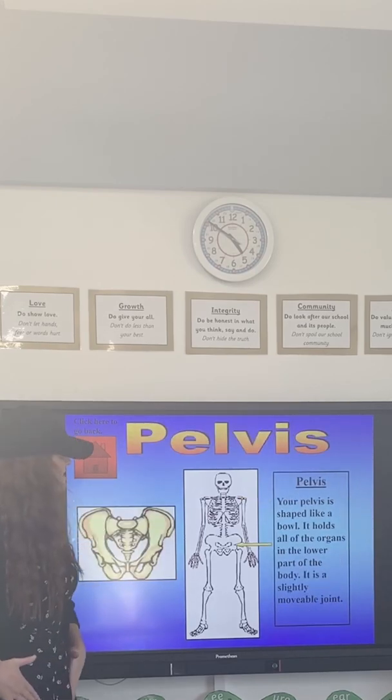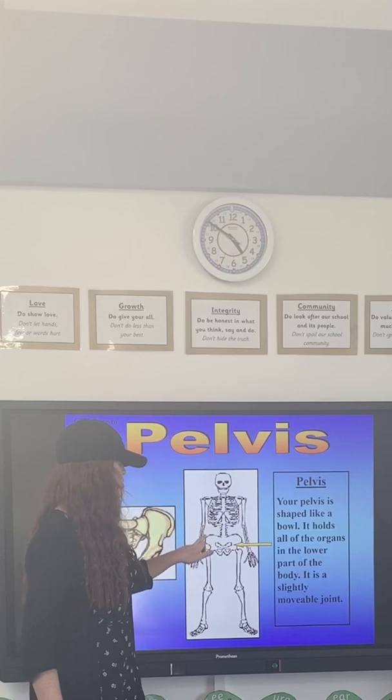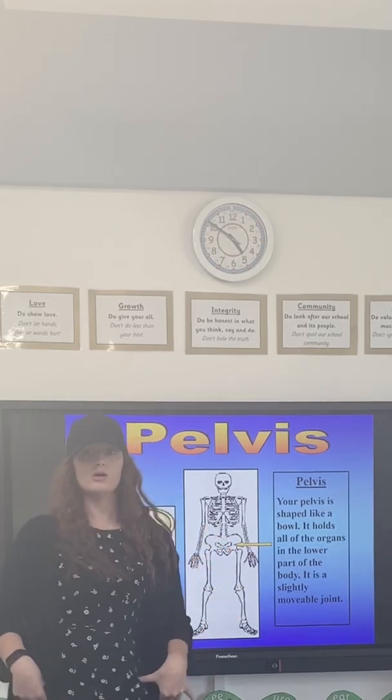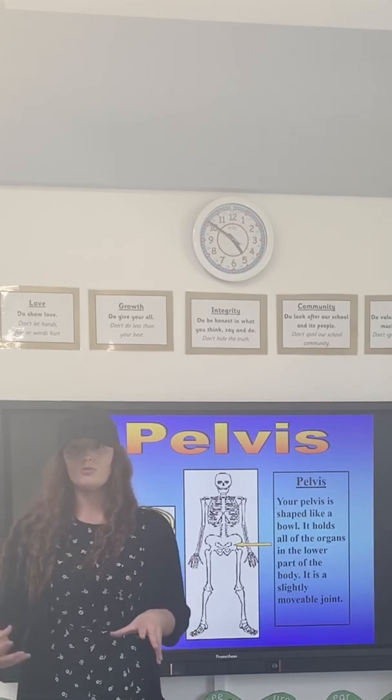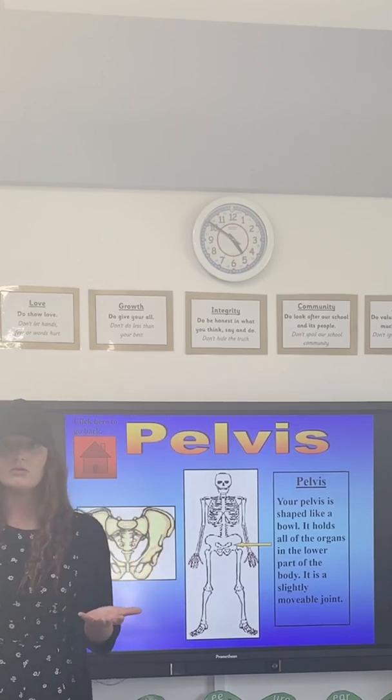Then we've got the pelvis, and it's shaped almost like a bowl. You can see it here, the pelvis. It holds all of the organs in the lower part of the body, and it's slightly movable, so I can go round, whoop, and round again because of the pelvis, but it's not too movable, because if it moved too much, we might break it, because it's a bone.